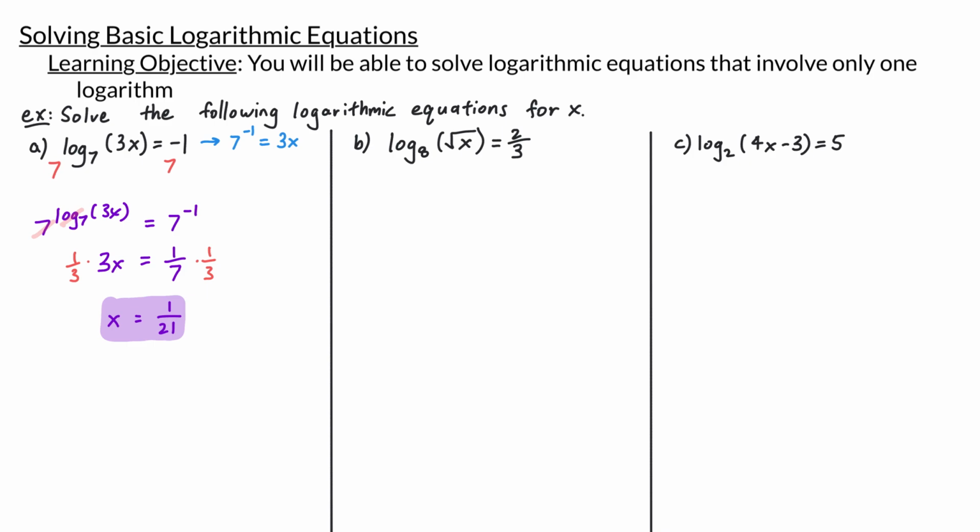So we're going to exponentiate both sides of this equation with base 8, meaning we're going to do 8 to the power of the left-hand side and 8 to the power of the right-hand side.